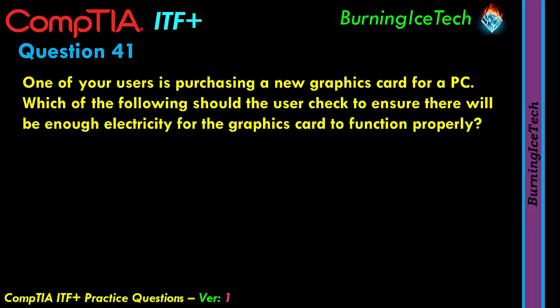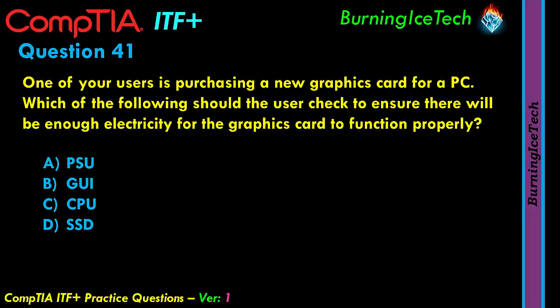Question 41. One of your users is purchasing a new graphics card for a PC. Which of the following should the user check to ensure there will be enough electricity for the graphics card to function properly? Alright, so based on the previous question, which is question 40, you should already have an idea what the answer here is and what these components do. So out of these four components, folks, which one has got to do with power? Which one provides power to your various components like the graphics card? So hopefully you guys paid attention in question 40.